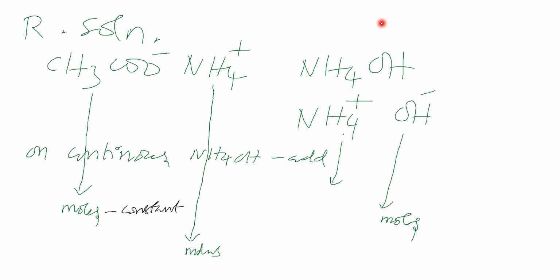Now, ammonium hydroxide, we will see. You are continuously adding ammonium hydroxide, so the concentration of ammonium hydroxide will not vary much. Therefore, we can say the hydroxide number of moles also almost remains constant.